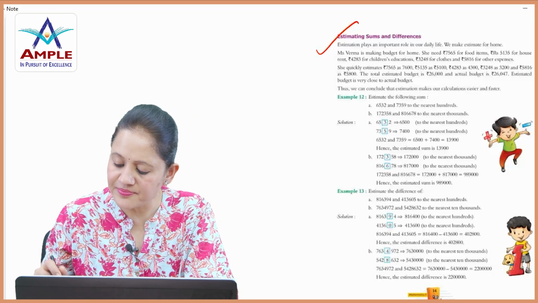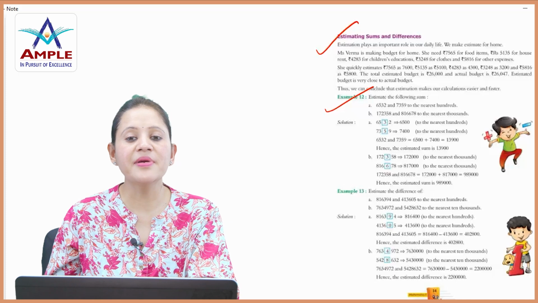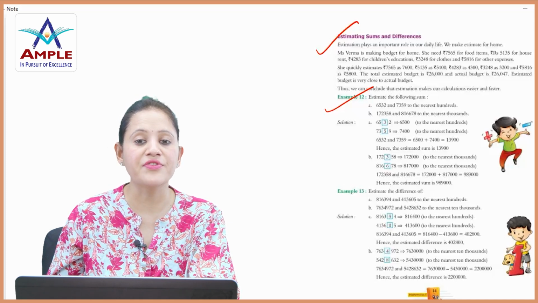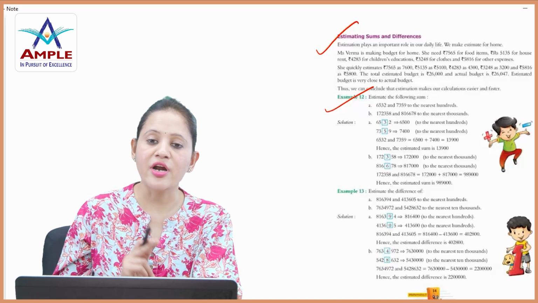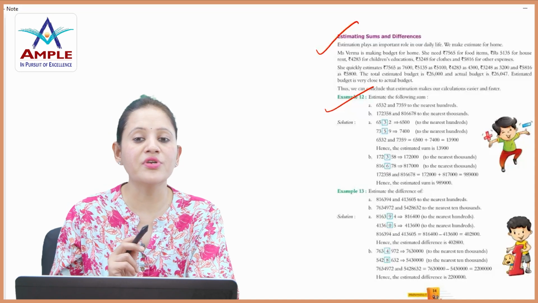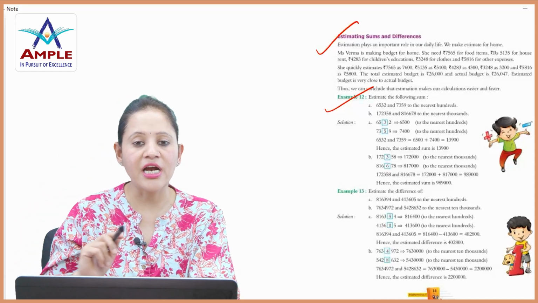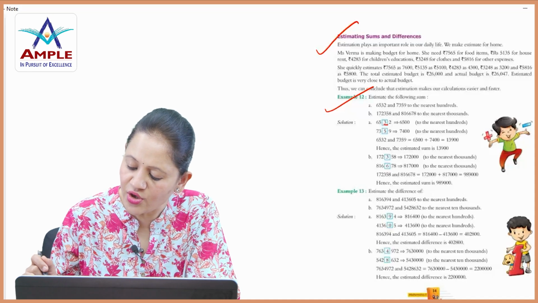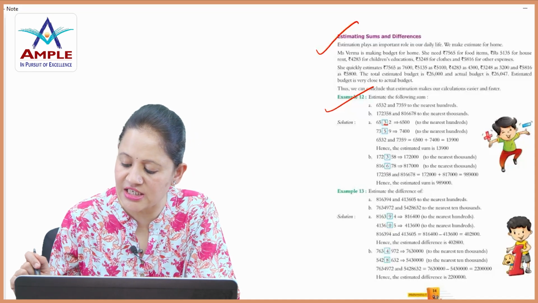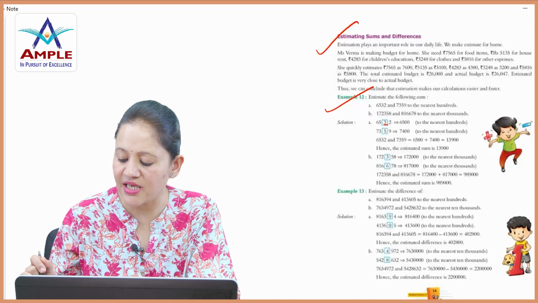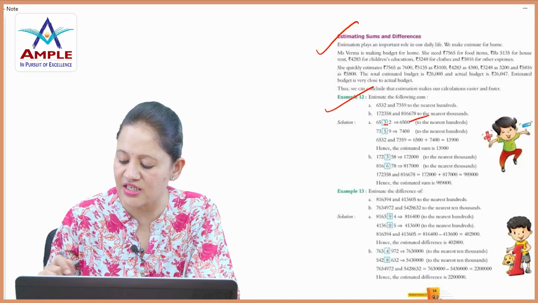Now, we'll take an example. Estimate the following sum: 6,532 and 7,359 to the nearest 100. First, we'll round off the numbers to the nearest 100. In the first number, we have to round off to the nearest 100, so we'll look at the digit at tens place. Here the digit at tens place is 3. So, there is no change in the digit at hundreds place, and the digits at ones and tens place will be replaced by 0. So, it will round off to 6,500.